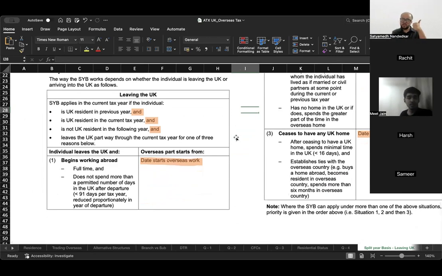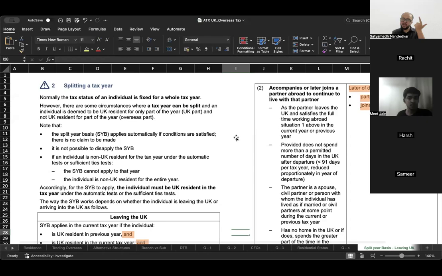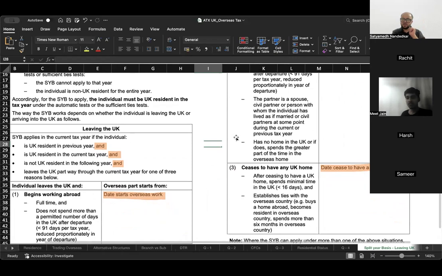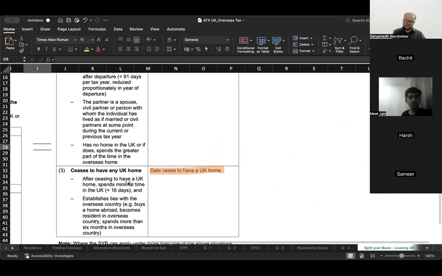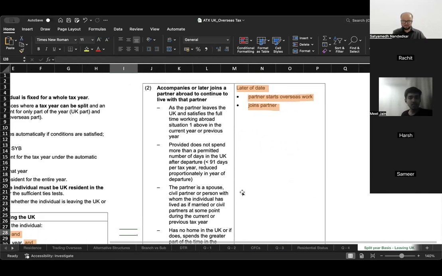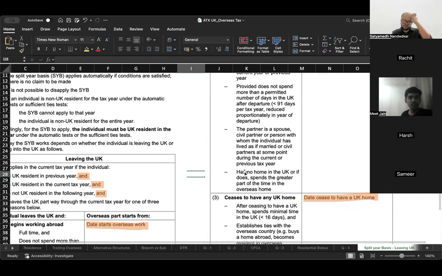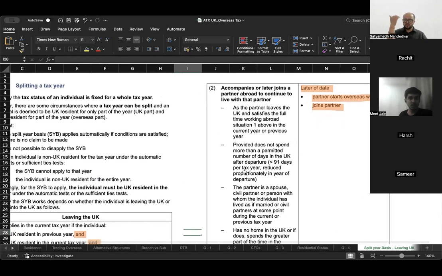The person starts working abroad, or accompanies or later joins a partner abroad to continue to live with that partner, या फिर ceases to have any UK home. If he begins working abroad, it has to be full-time work and does not spend more than a permitted number of days in the UK after departure. This period is proportionately reduced depending on when he leaves the UK. Or his spouse or civil partner goes outside UK to work there and he joins the civil partner or the spouse to live with him in that country, then in that case also the split year basis will apply.